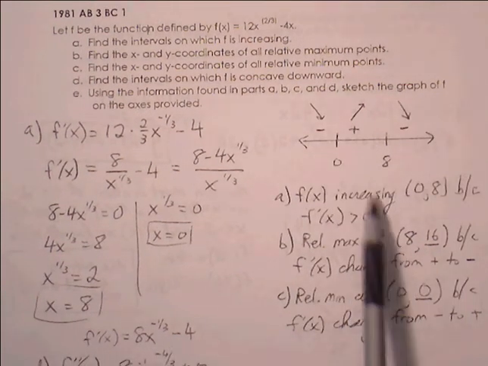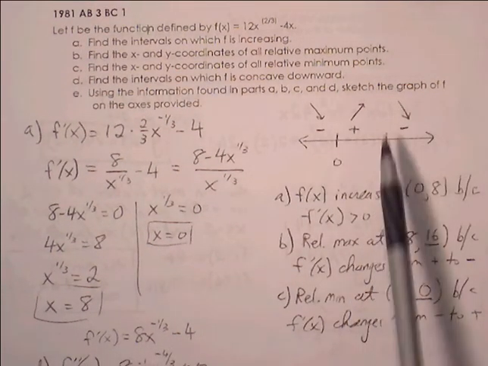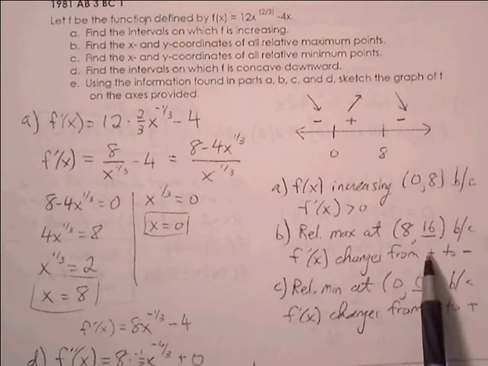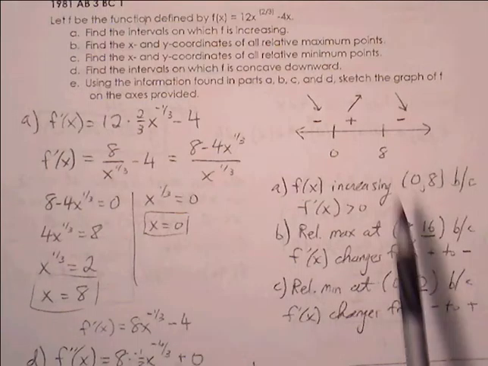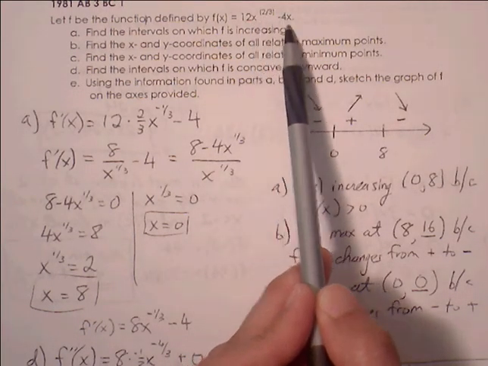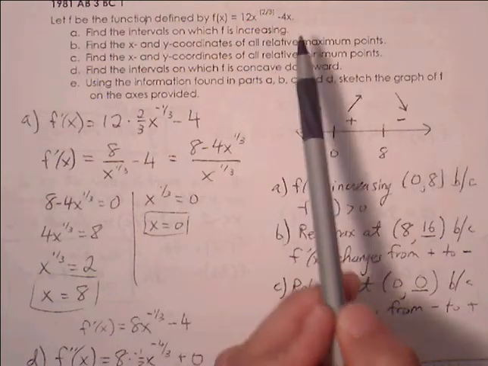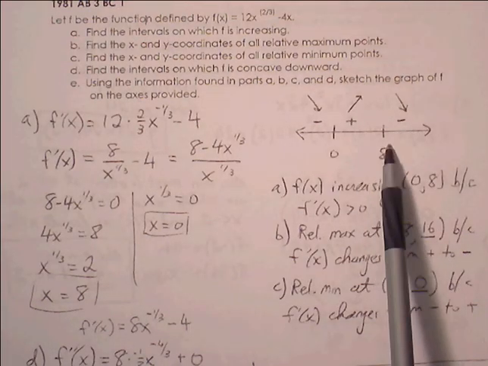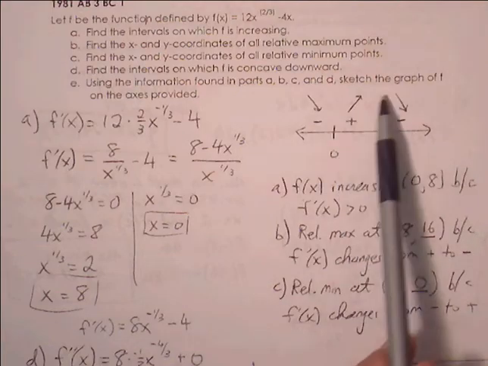We know the relative max is at x equals 8 because the slope changes from positive to negative. If we want to find the y value, we can plug 8 back into the original function. So 12 times 8 to the 2/3 minus 4 times 8, and that will reduce down to 16. And don't forget, we also need to write our because statements. The relative max occurs because our f prime changes from positive to negative.